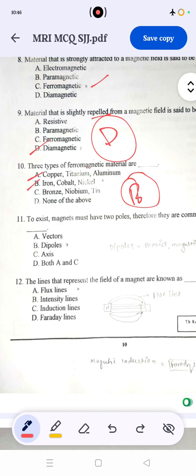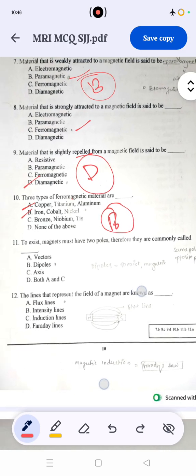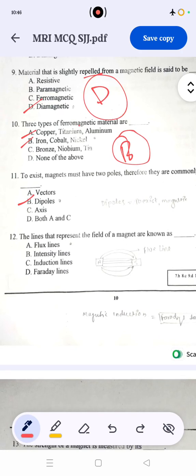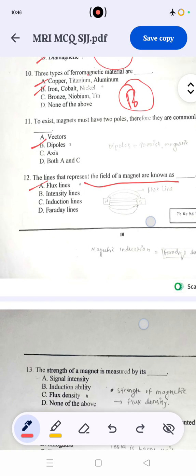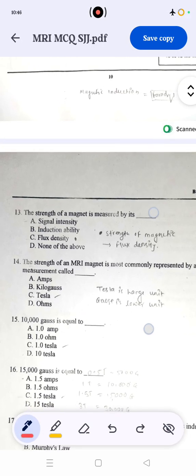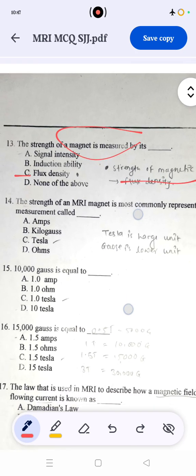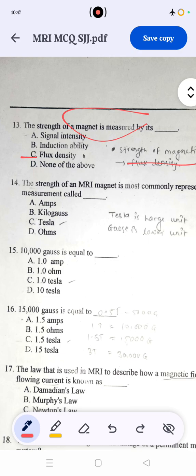Magnetic fields have two poles, therefore they are commonly called dipoles, not a vector. Then the lines representing the magnetic field are known as flux lines. Then the strength of a magnetic field is measured in Tesla. The options are signal density, signal intensity, inducibility, flux density. The correct answer is flux density. The strength of the magnetic field is the flux density, measured in Tesla and Gauss. So flux density is the correct answer.